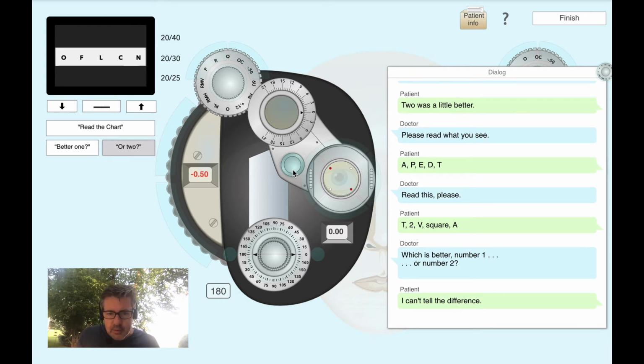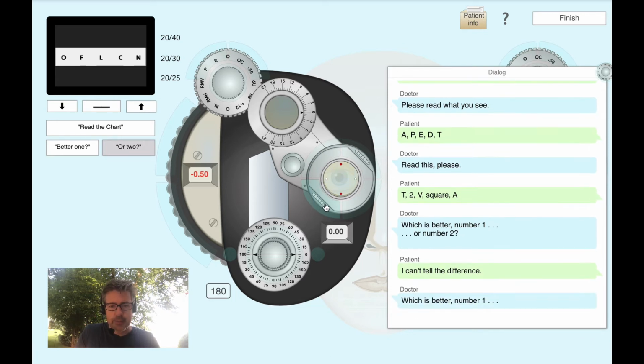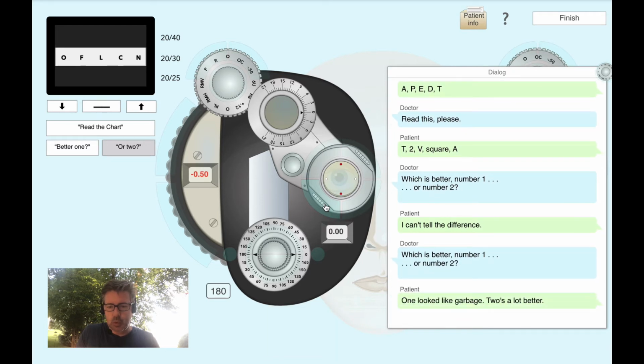Okay, we're going to look for some cell. And I have to remind myself, we're doing a plus cell refraction here, so we're really interested in the white dots. So tell you what, let's turn this JCC so that we're at 180 and 90, and let's show her some cylinder power. So, which is better, one or two? One looked like garbage.